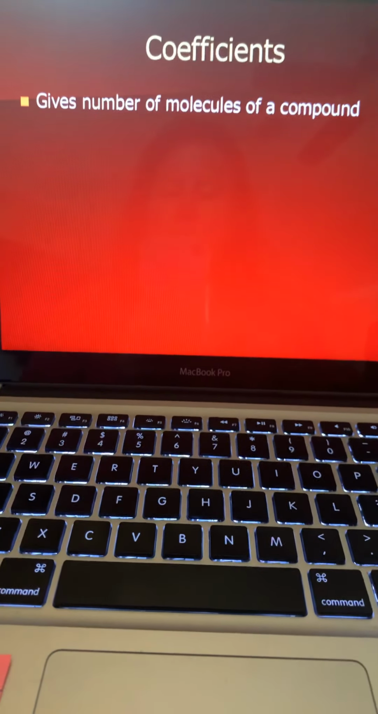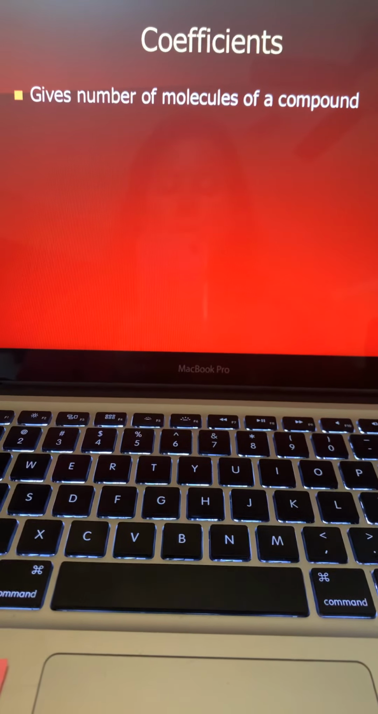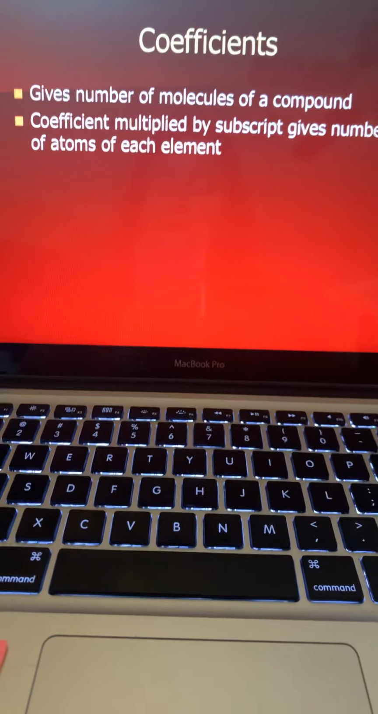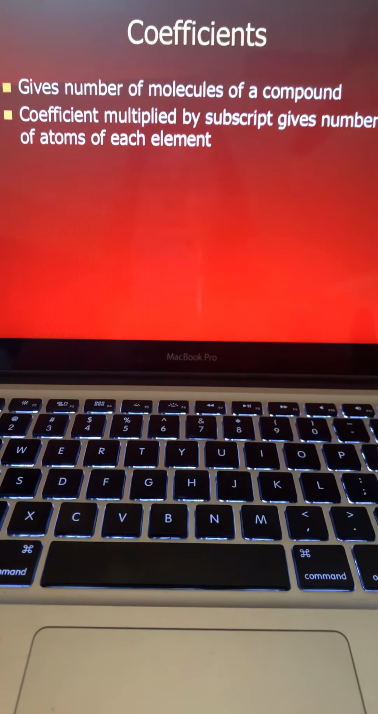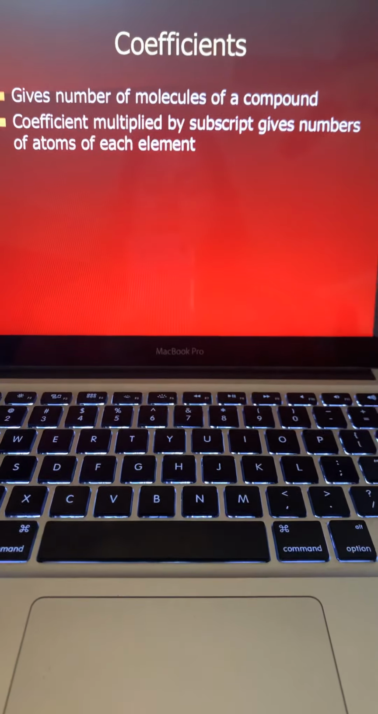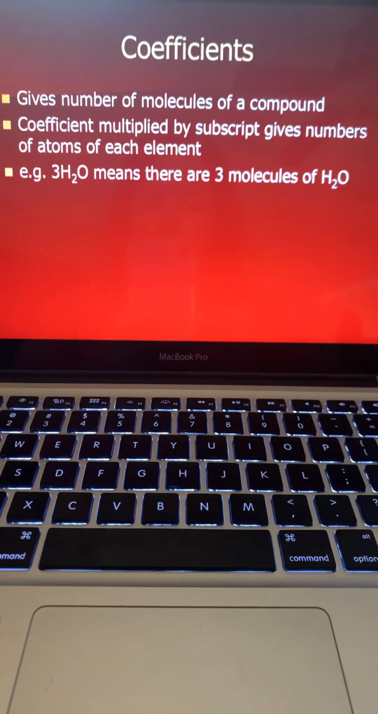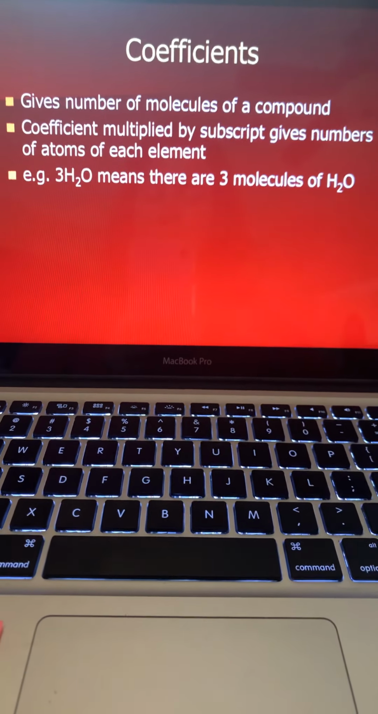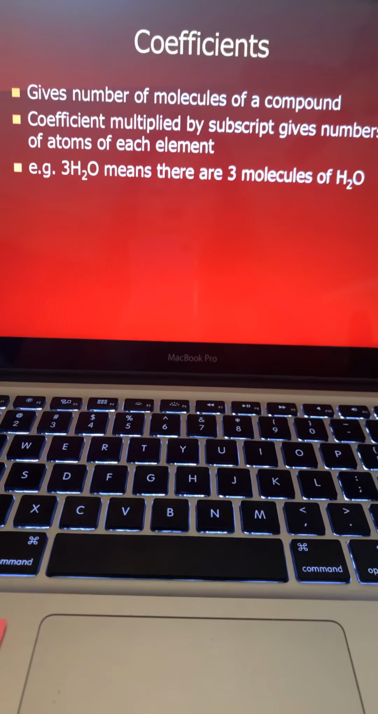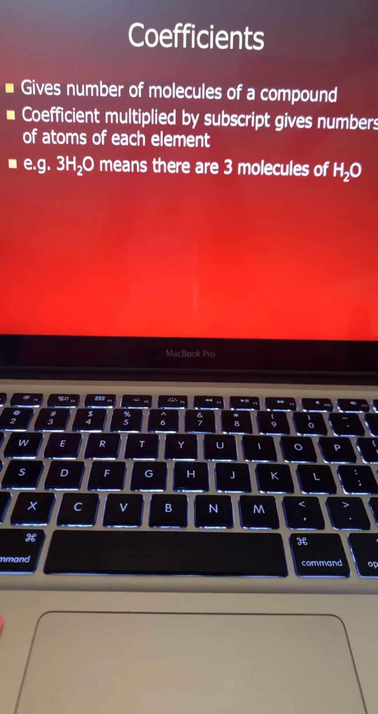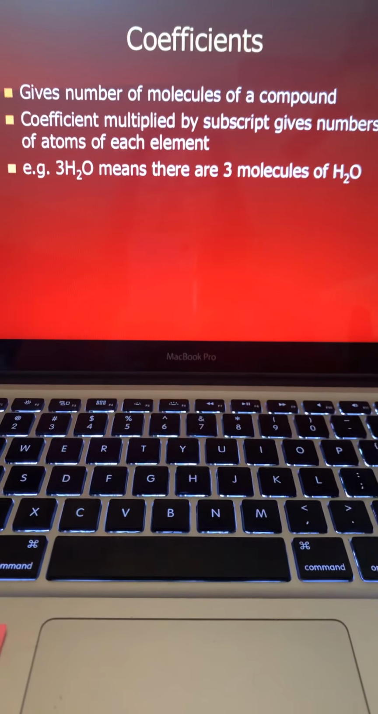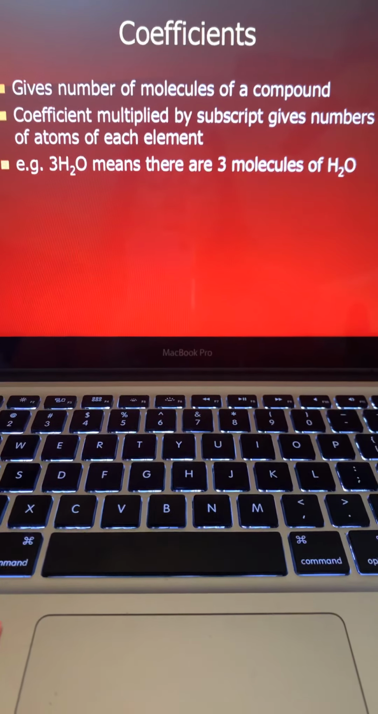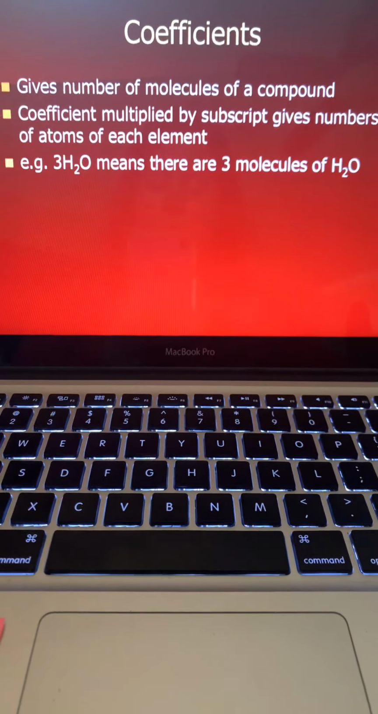All right, coefficients. This gives the numbers of molecules of a compound. So coefficients can be multiplied by the subscripts to give numbers of atoms of each element. For example, 3, see that big number 3? That's the coefficient. The little tiny 2, that's the subscript, like a submarine. So 3H2O means that there are 3 molecules of water, 3 molecules of H2O.